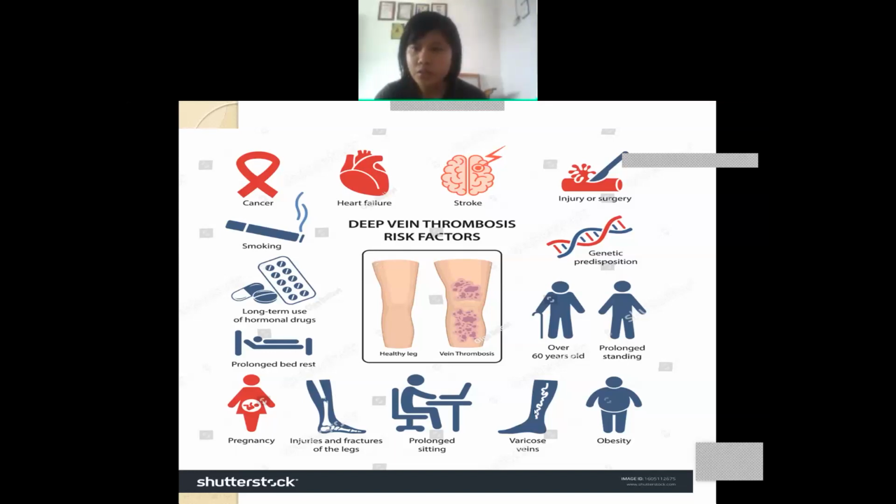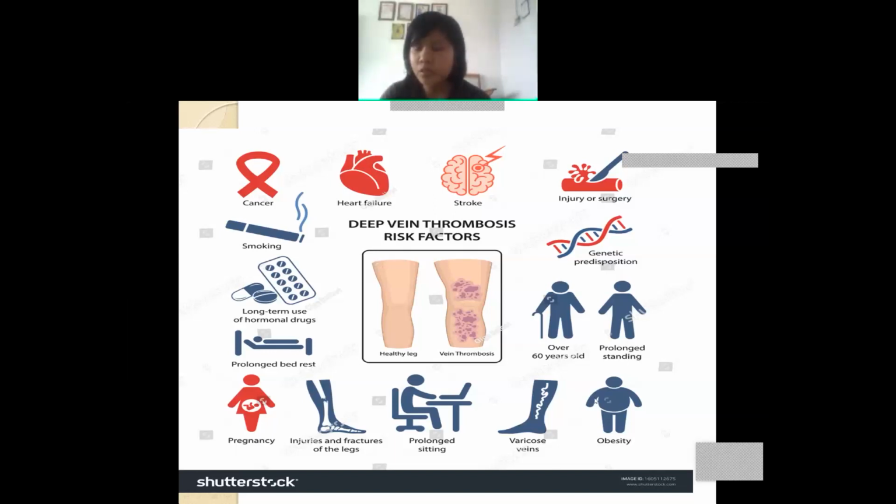Next is varicose vein. If a person is having varicose vein, which in the last class we have already discussed, then they are also at the risk of having this DVT, that is deep vein thrombosis. Next is obesity.